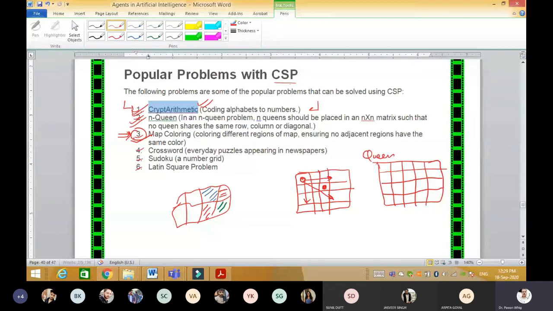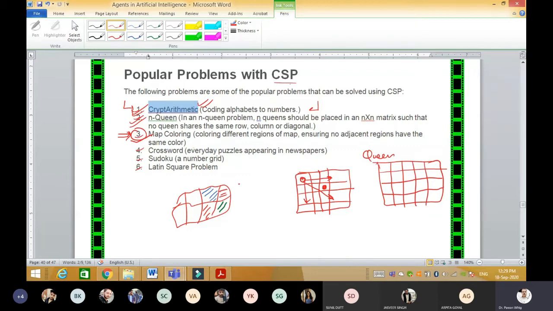You just have to search out how many minimum colors are required to color the whole map, so that no two adjacent regions have the same color. This again I will discuss in the next class. First of all, I'll give it to you as a home task, and then in the next class I will discuss it in detail.